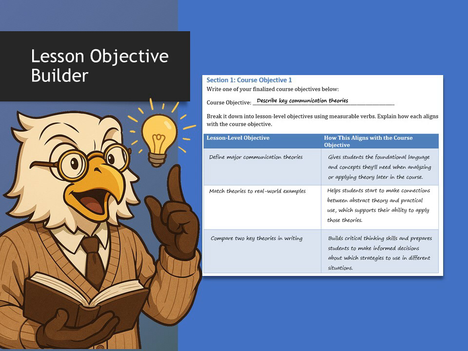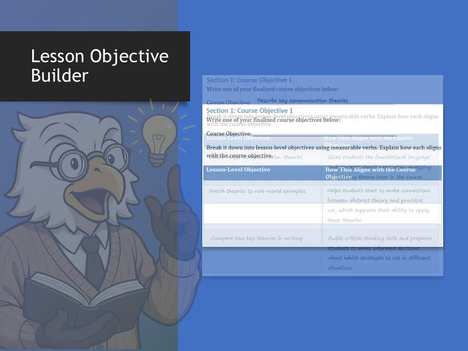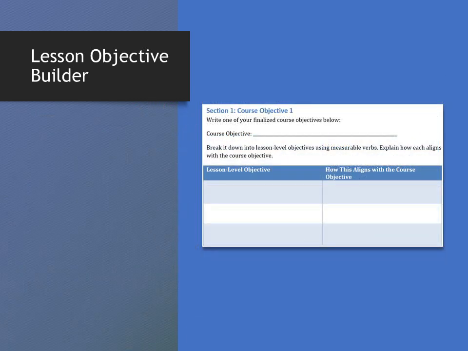Notice how each objective uses an action verb. Each one is something I can grade, and together they support the course-level goal. The lesson objectives you write here will become the foundation of your course map.